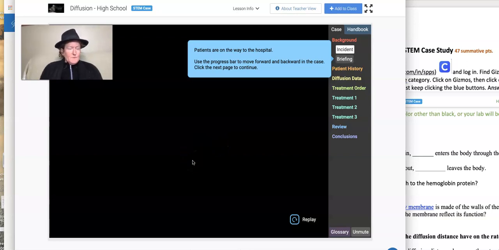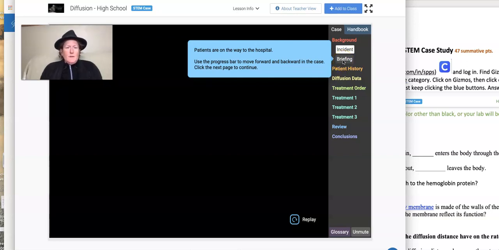on Gizmos. Hey, biology students, this is Dr. B, and we are doing the lab on diffusion, the STEM case in Gizmos. If you want to log into Gizmos, you need to log into Clever, and then you need to get into Gizmos from Clever, and then hit diffusion, hit launch on diffusion.